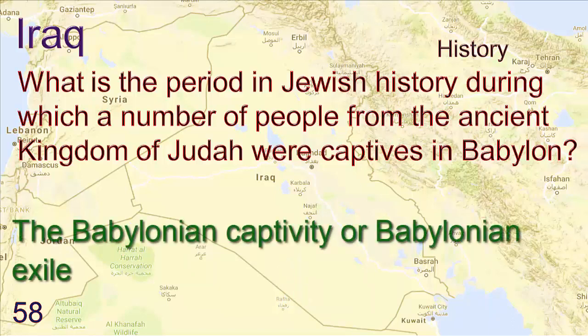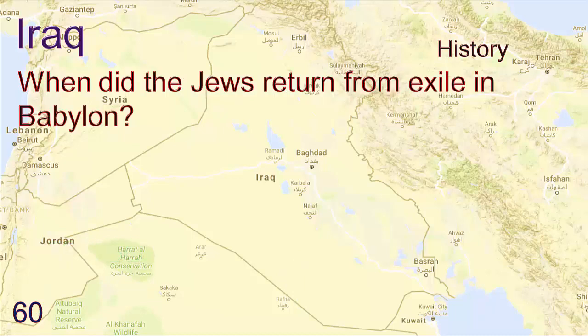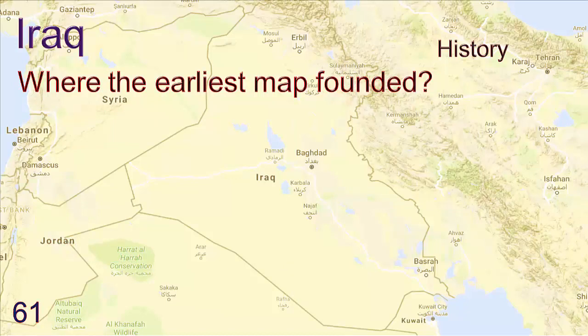Answer is the Babylonian captivity or Babylonian exile. When did the Babylonian exile start? In 597 BC. When did the Jews return from exile in Babylon? In 538 BC. Where was the earliest map found?